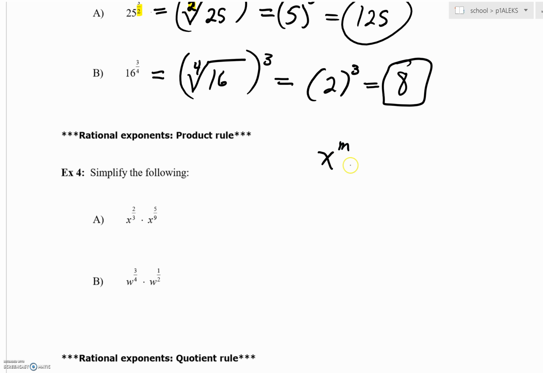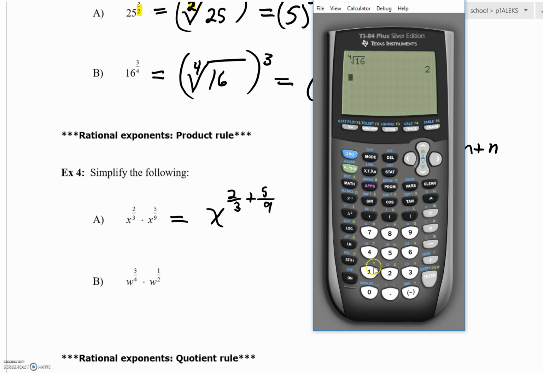Okay, now the next problem that you're going to see is if you had x to the m times x to the n. This is some review; you could see pretty quickly you're just going to add these exponents. So for 4a, what you're going to wind up doing is simply add 2/3 plus 5/9. Now, you could do this by hand. You could do this with a calculator as well. Look, it's real easy to get the calculator going here. You could say here's 2/3.